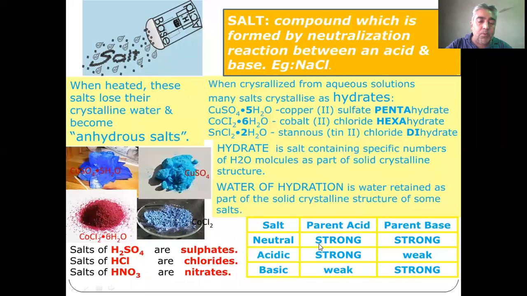Salts of H2SO4 are called sulfates. Salts of hydrogen chloride are chlorides, and salts of nitric acid are called nitrates. There are three different types of salts here.